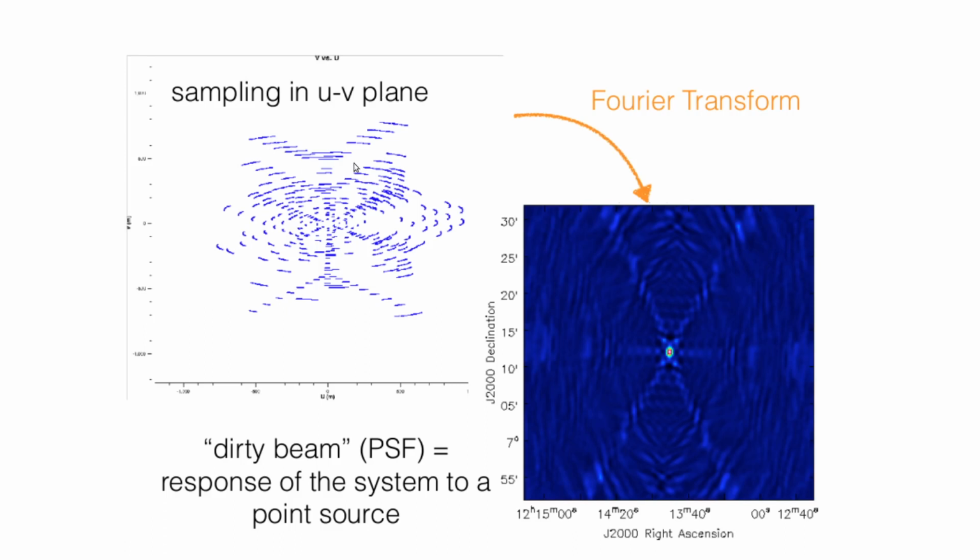This is a sampling in UV coverage. When you do the Fourier transform, you get the sky brightness. The first thing that you do is get a PSF. PSF is what? The response of the system to a point source. So it's a point spread function.